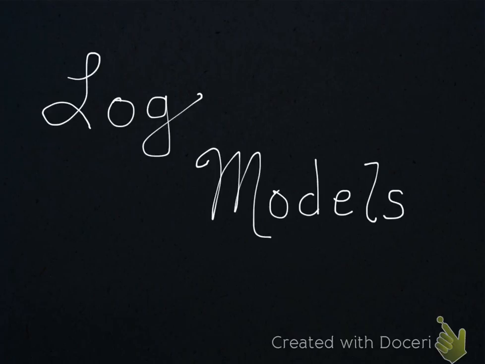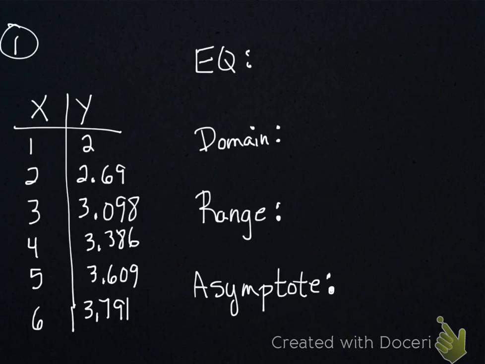With the first three, we're given the table of data, so we plug that into the stat function. We go stat edit. In L1, we put in the x values, 1 through 6, and in L2, we put in all of our y values.